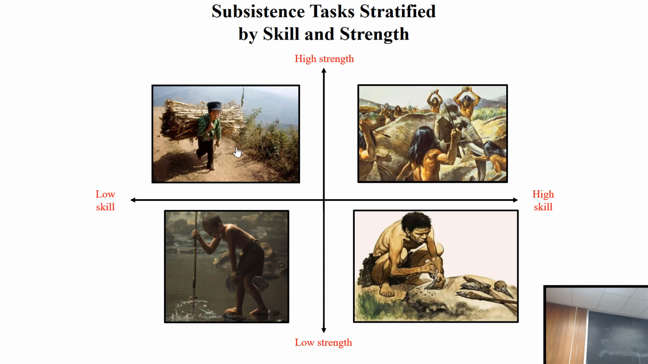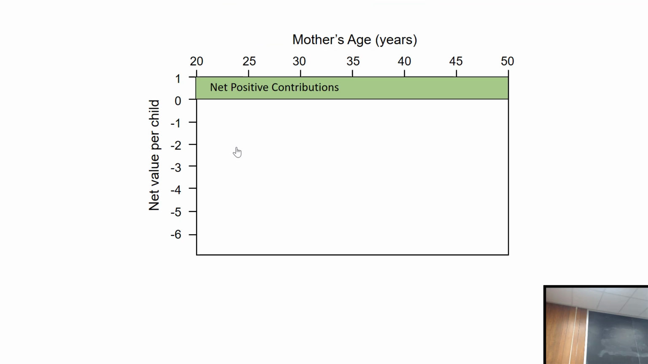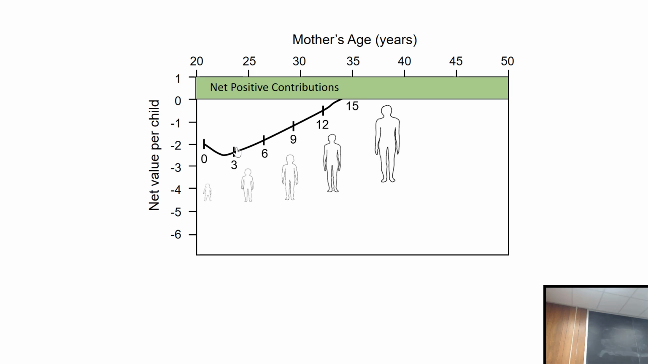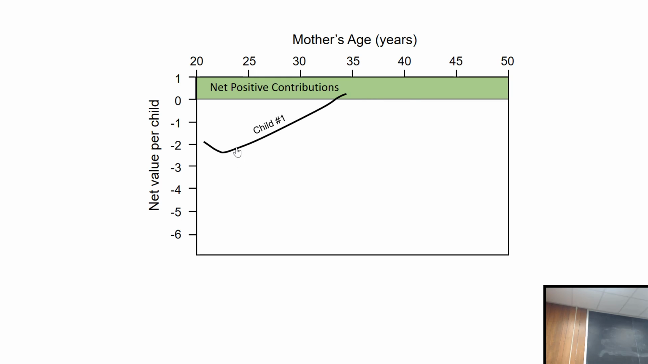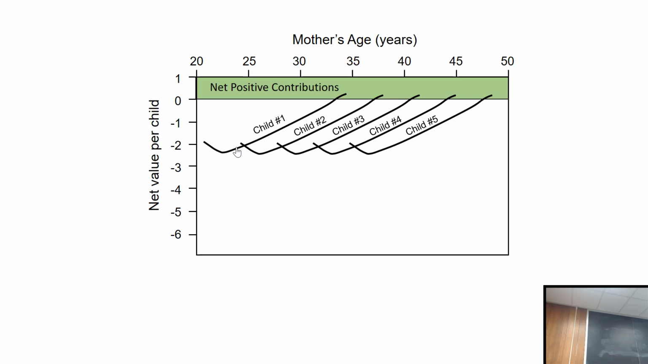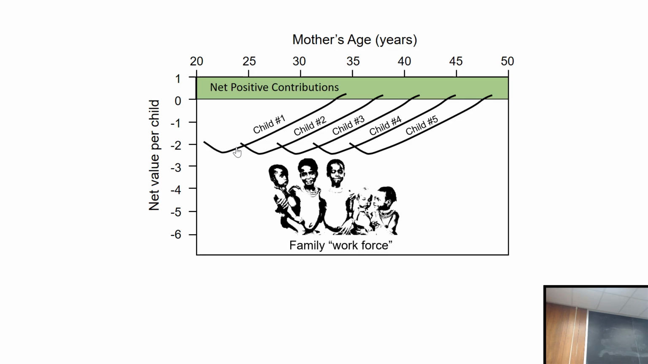You have a low skill, high strength: you can carry wood. Anybody who's been to Africa you see this. You have high skill, low strength, like making arrows or spears, and then of course high strength, high skill, that sort of thing. But here's the net contributions. This is the cost basically of a kid. A newborn is costly, but by 2 or 3 they're even more costly. But then they start sort of paying back, all the way to 15 or 18 or whatnot.